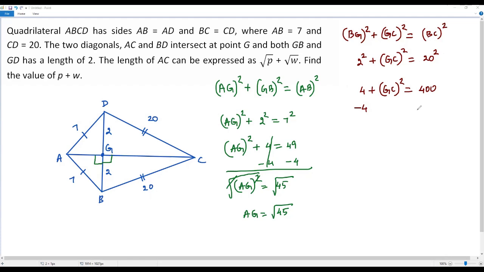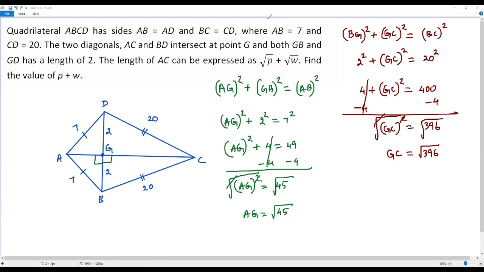Let me subtract 4 from both sides of this equation. Positive 4 and negative 4 will cancel out. GC squared equals 400 minus 4, which is 396. Now to get rid of this exponent, we have to take the square root on both sides. When I take the square root on both sides, the square root and square cancel out. GC equals the square root of 396. Here I got the length of GC.